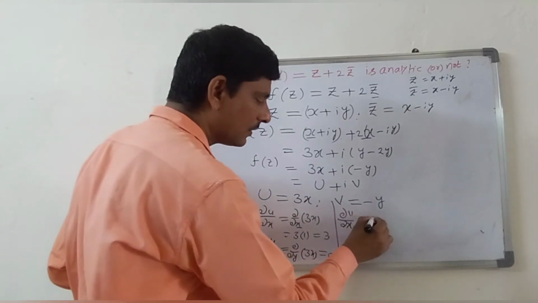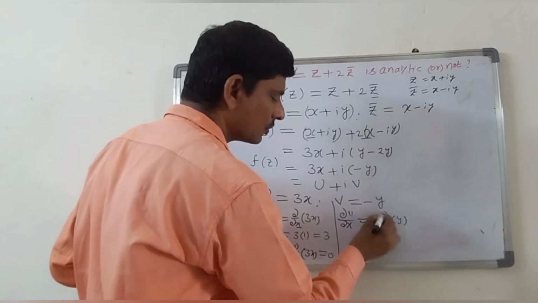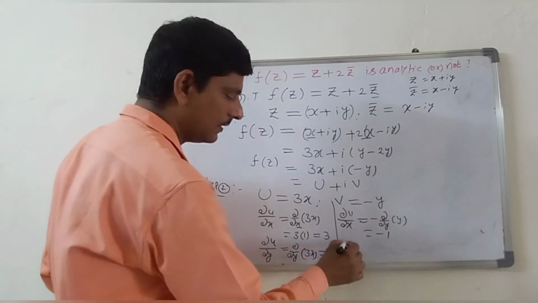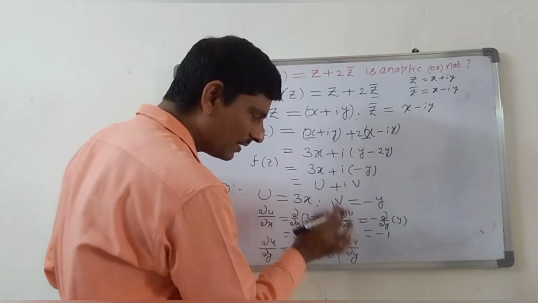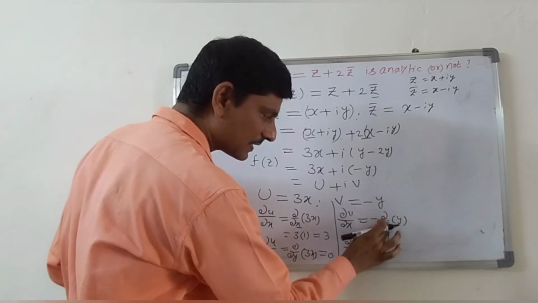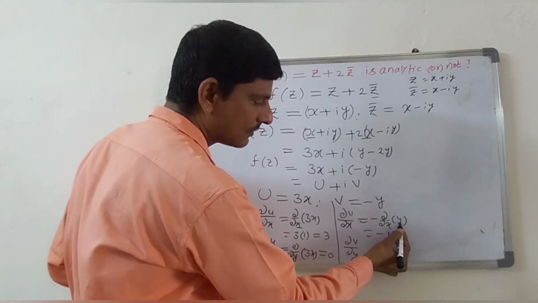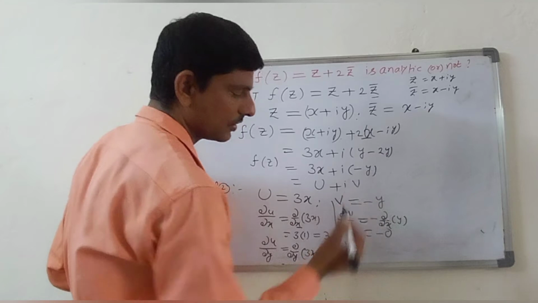∂v/∂x. So minus is the constant. ∂/∂y of y is nothing but 1. With respect to y, differentiation of y is 1. Clear? Sorry, here it is ∂v/∂x. We are doing differentiation with respect to x. Here y is treated as a constant, so the differentiation is 0, clear?